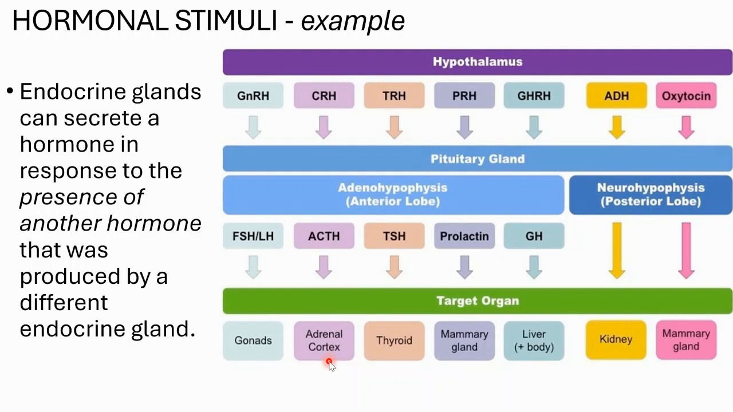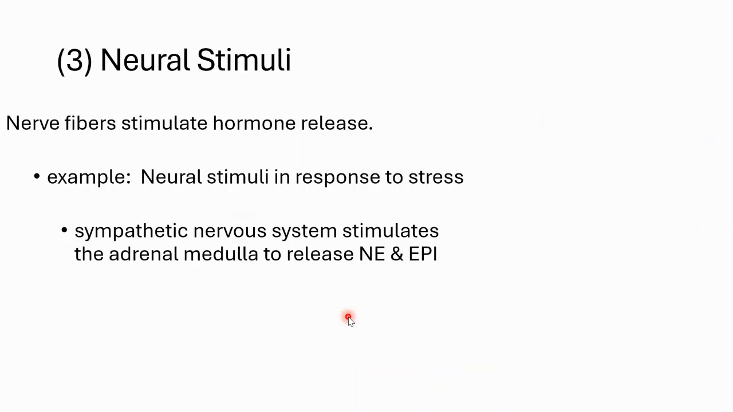So when you're looking at, for example, one of the hormones on your test that you specifically have to know is ACTH, you need to know this whole pathway for that particular hormone. Neural stimuli is the other one. This is the one you're probably most familiar with because we just got done talking about this in AMP1. So nerve fibers stimulate hormone release.